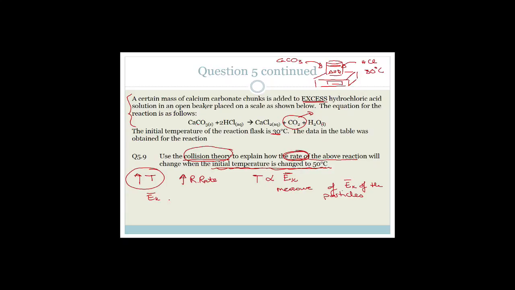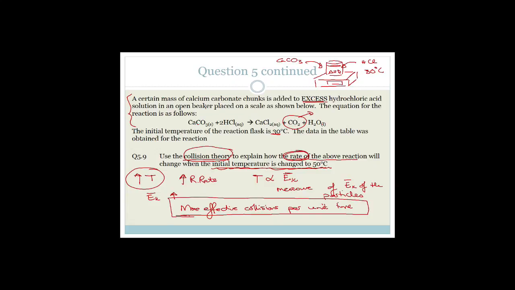My average kinetic energy of my particles is going to increase. That means that there are more particles moving around, and therefore there are more effective collisions per unit time. More effective collisions per unit time. Grade 12s, if you write just more effective collisions and you leave out per unit time, you are not going to get marks for this answer. It's 4 marks. You have to say an increase in temperature means an increase in reaction rate. Why? Because we are increasing the average kinetic energy of the particles, which means they move faster, which means we have more effective collisions per unit time.